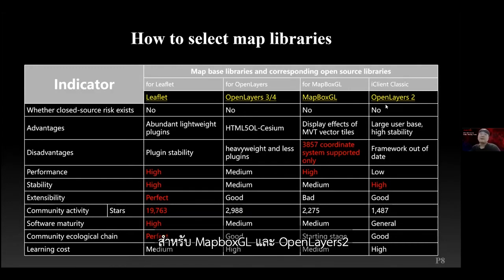And for others like Mapbox GL and OpenLayers 2, of course you can choose by yourself. The advantage of Mapbox GL is displaying MVT vector tiles. It has very good performance displaying vector tiles. And iClient Classic, which is based on OpenLayers 2, has a large user base and high stability, because we started researching this product around 10 years ago.